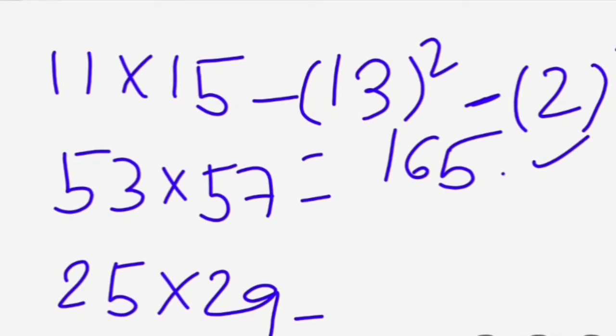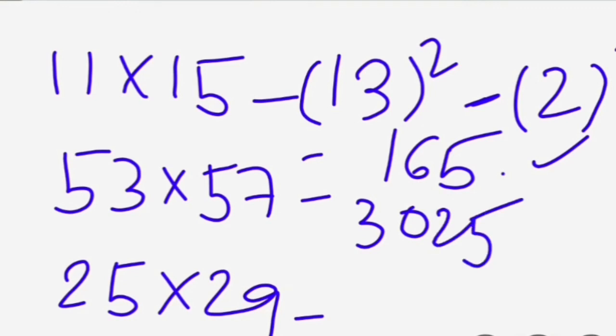So let's take one more example, friends. 53 into 57. How to multiply? In between 53 and 57, the middle number would be 55. So 55 square, directly, is 3025. Okay, 3025. In between 53 and 57, the difference is 4.